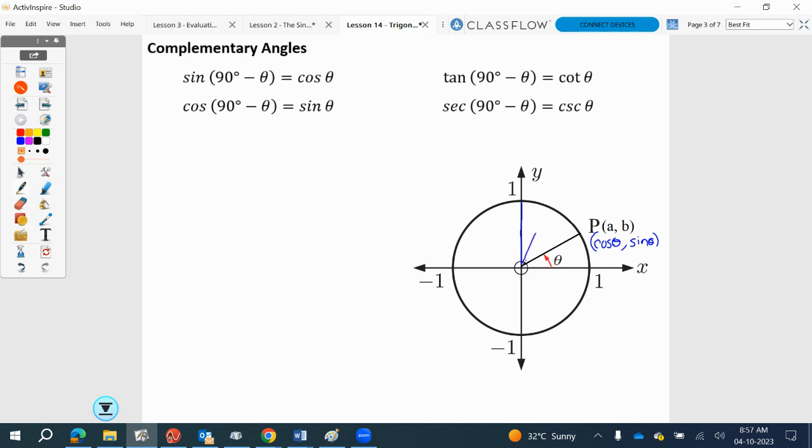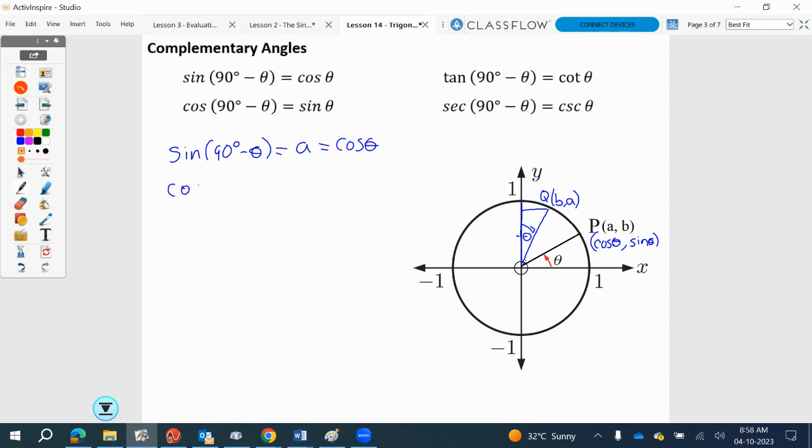We need to rotate backwards by theta. So this is minus theta. This is going to give us the coordinates here of B, comma, A. We'll call that point Q. So the sine of 90 minus theta can be found at point Q. At point Q, that's given as A. And at point P, that's equal to the cosine of theta.